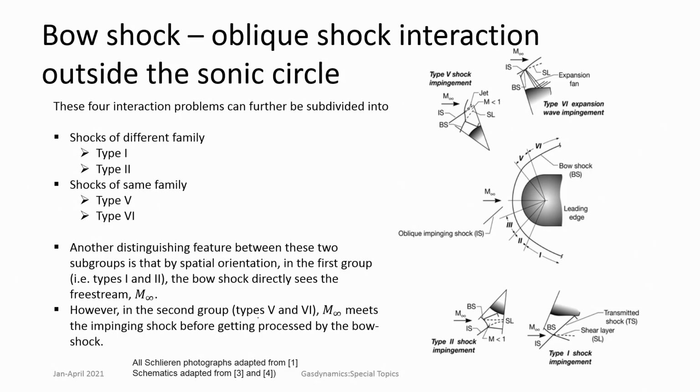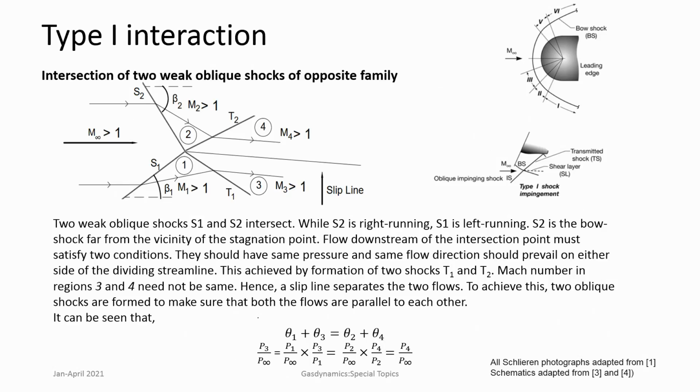So, first let us just take a look at shock interactions happening with weak shocks away from the sonic circle. Beyond the sonic circle, the flow, the shocks are relatively weak. Type 1 is a relatively weak shock. So, they are called type 1, type 2, type 3, type 4, type 5 and type 6. In type 3 and 4, the shock interacts within the sonic circle, where flow is subsonic after that. So, let us look at shocks. First we look at type 1 interaction.